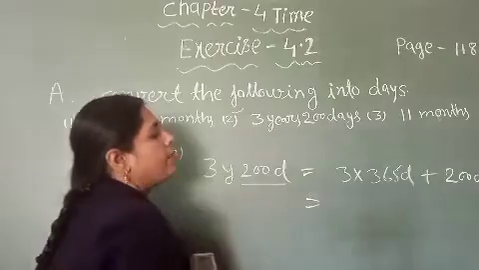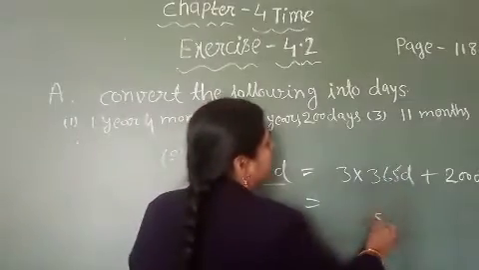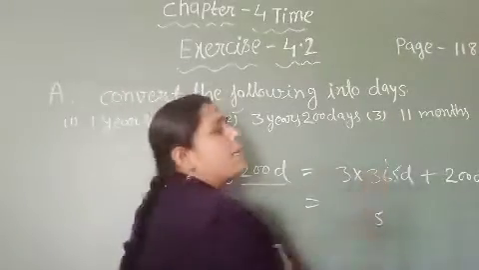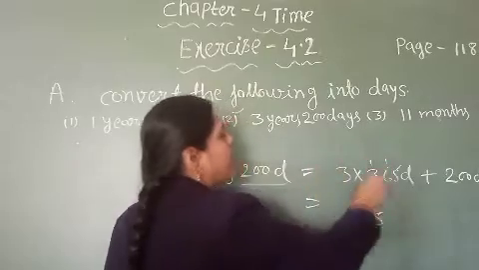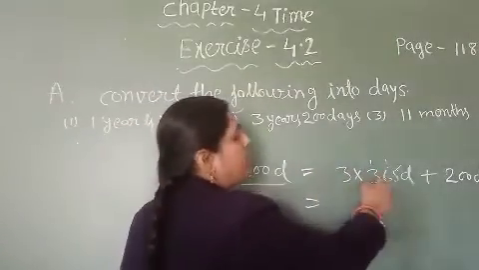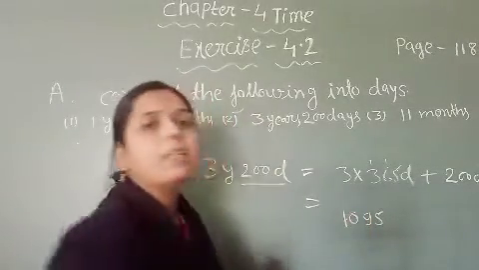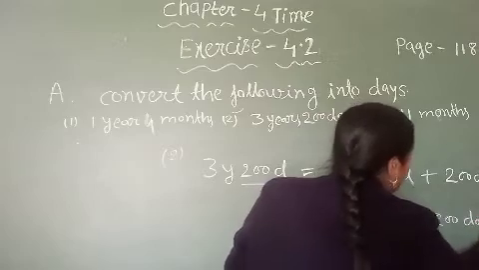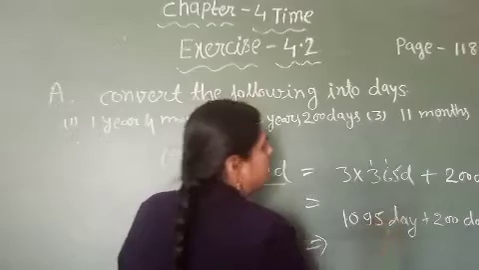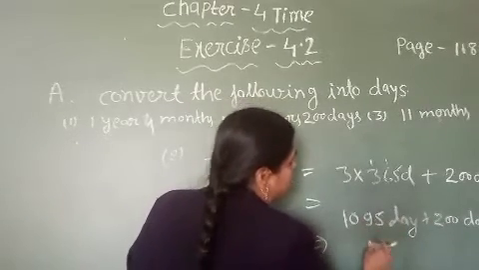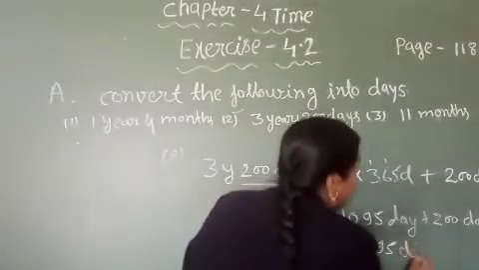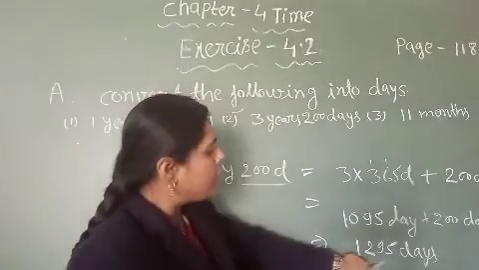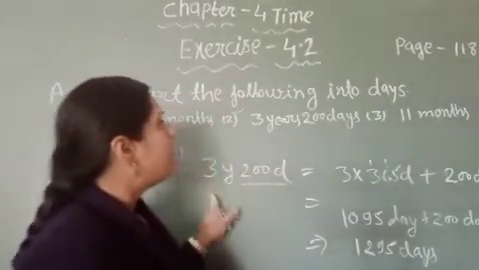3 multiplied by 5 is 15, write 5, carry 1. 3 multiplied by 6 is 18, plus 1 is 19, write 9, carry 1. 3 multiplied by 3 is 9, plus 1 is 10. So 1095 days plus 200 days. Final answer: 3 years 200 days equals 1295 days. So I solved question number 2.